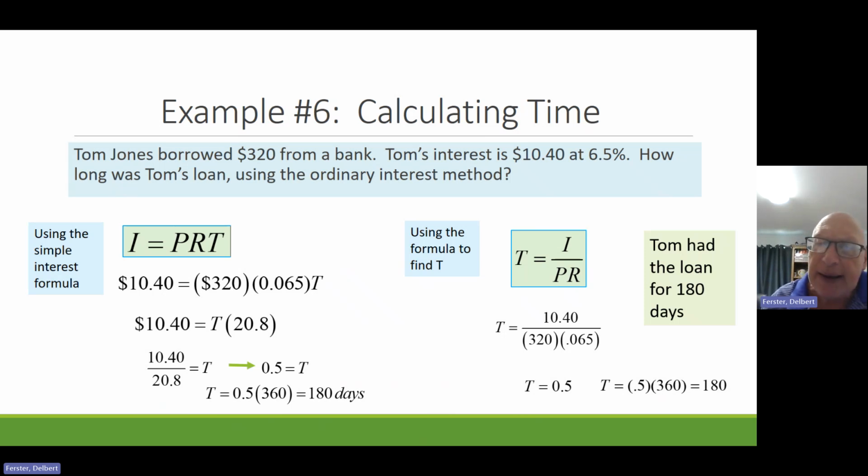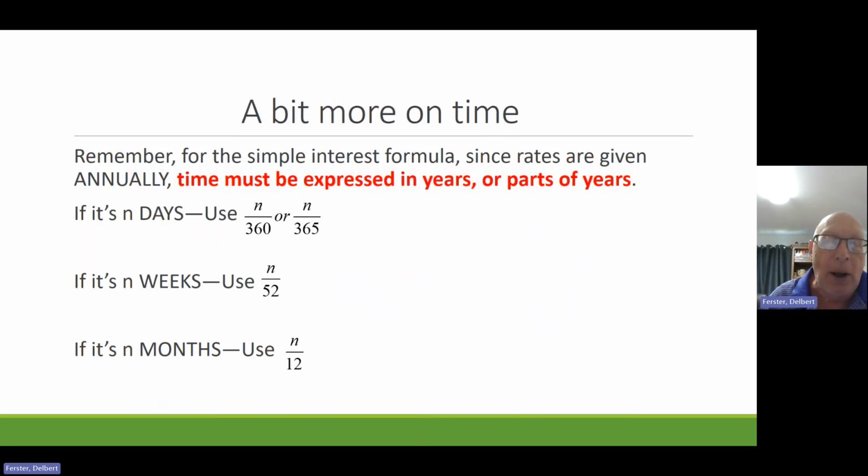So again, from my perspective, I think I just prefer to use the formula that we have, plug in what I know, and use my algebra sense to solve for what it is you're asking me to find. A little bit more as it relates to time.